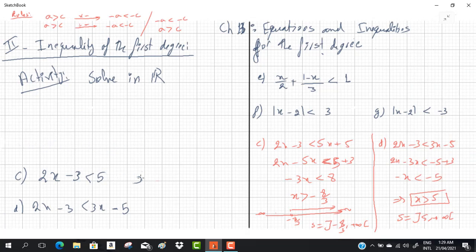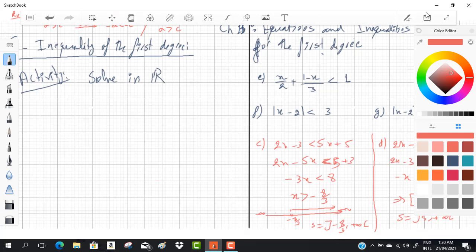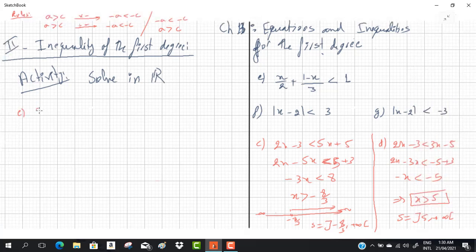Okay, هلا part E. بعد هول هنعمل عنهم parts كمان. Part E, x over 2 plus 1 minus x over 3 less than 1. Here we have many possibilities. We can take a common denominator. Also we can multiply the whole inequality by 6. Why 6? Because 6 is the LCM of 2 and 3. Okay, I'm gonna solve it by taking a common denominator. Let's solve it in two different methods.